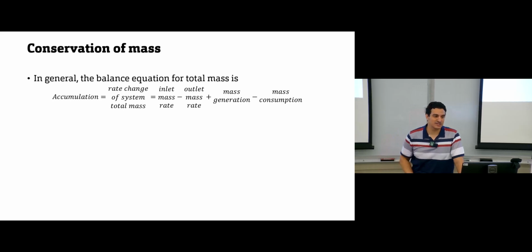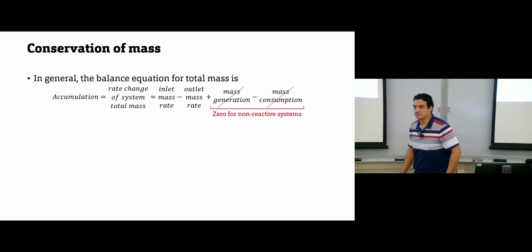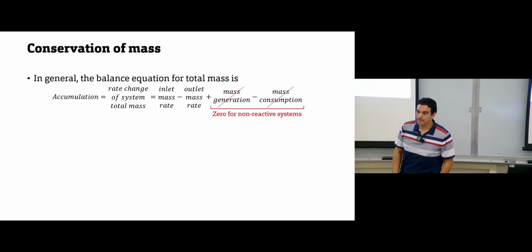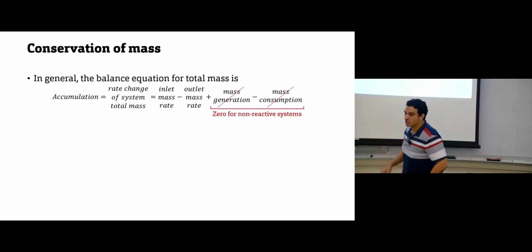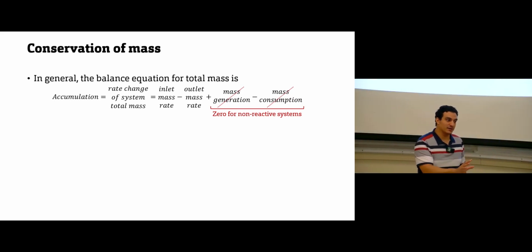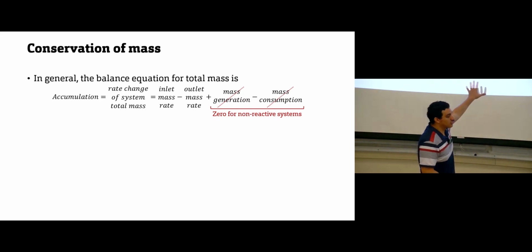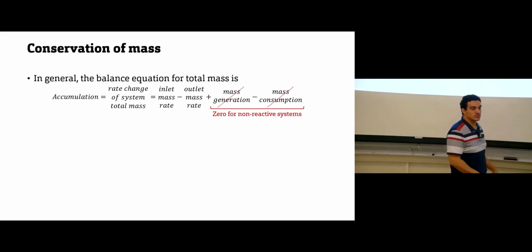If you have a physical system, and physical system means there is no chemical reaction, right? So if you are analyzing a physical system, these 2 terms will be 0. Okay? So this is the first simplification we can have in this equation. First, see: am I analyzing a chemical system or a physical system? If it's a physical system, no chemical reaction, so there is no generation of mass, there is no consumption of mass.